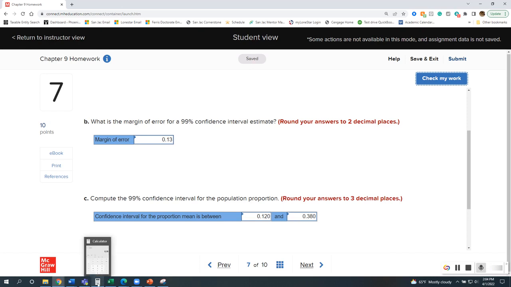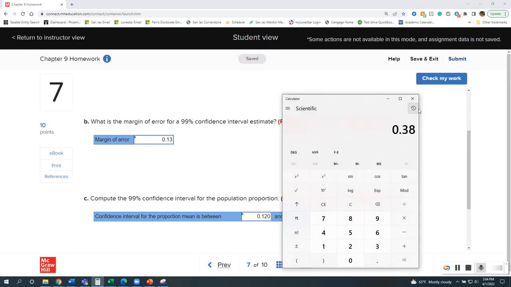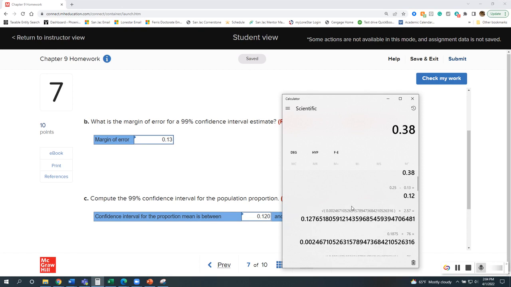Okay. So, calculator. We're going to take this 0.128, since we're not rounding to 3 places. So, 0.128.